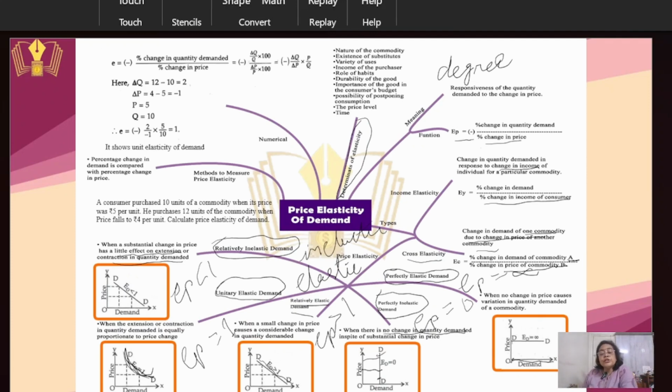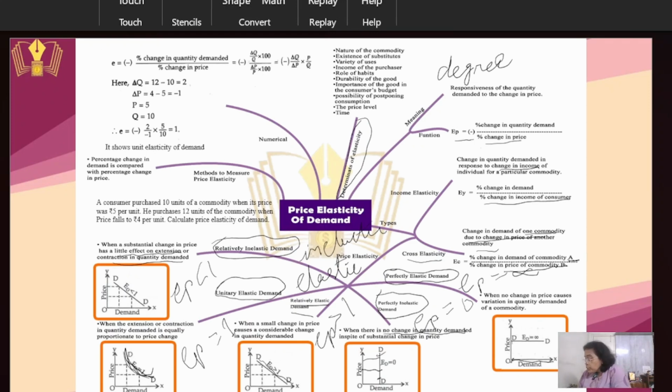If we move on to the next point, that is the role of habits. Suppose a person has developed the habit of smoking. He may not be able to reduce his consumption due to a rise in the price of cigarettes. So his demand for cigarettes will be inelastic.